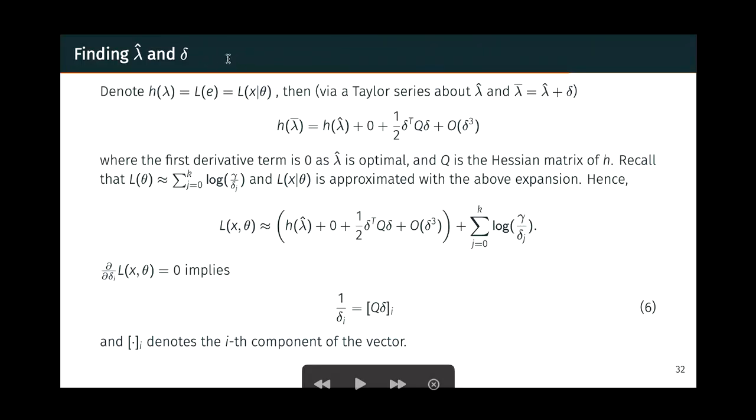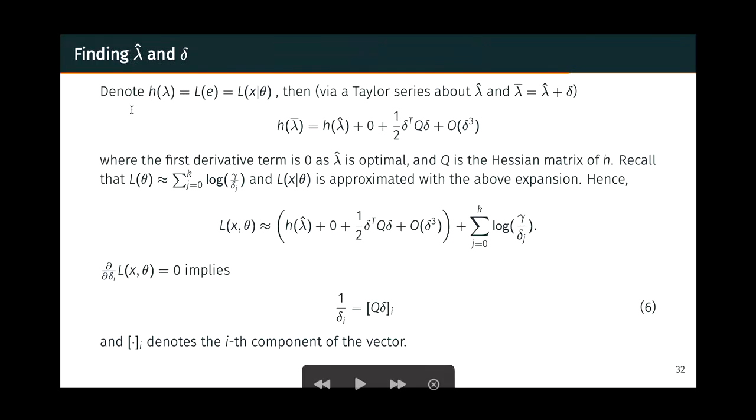And it's a Taylor series, so what do I do with that Q? I just multiply it by delta squared. Except because it's a matrix, I've got to do delta transpose Q delta. Right? So this is just a Taylor series. It's h naught, h lambda times delta, and a half delta squared h lambda's second derivative. So that's h lambda bar, that's my approximation to L_E.